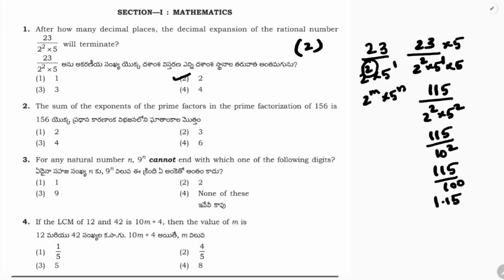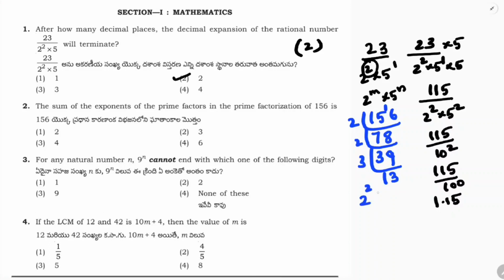Now second question. The sum of the exponents of the prime factors in the prime factorization of 156. First we'll find the prime factors of 156. 2 times 78, 2 times 39, 3 times 13.